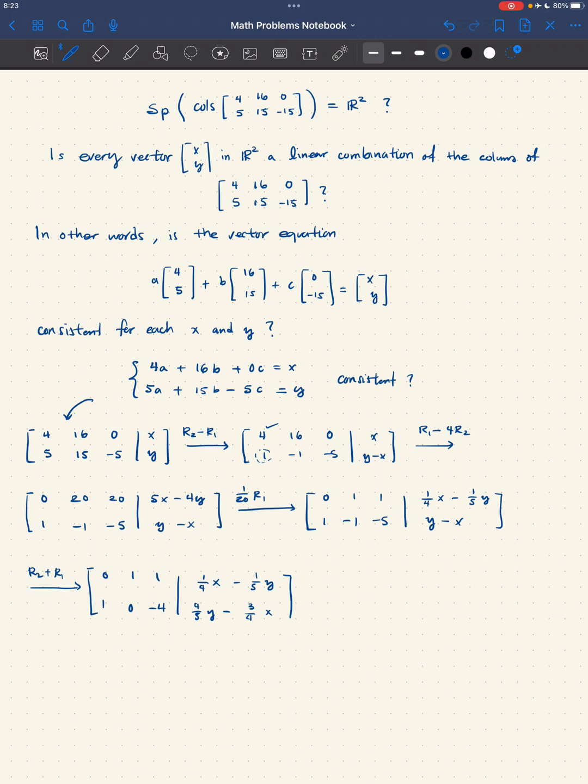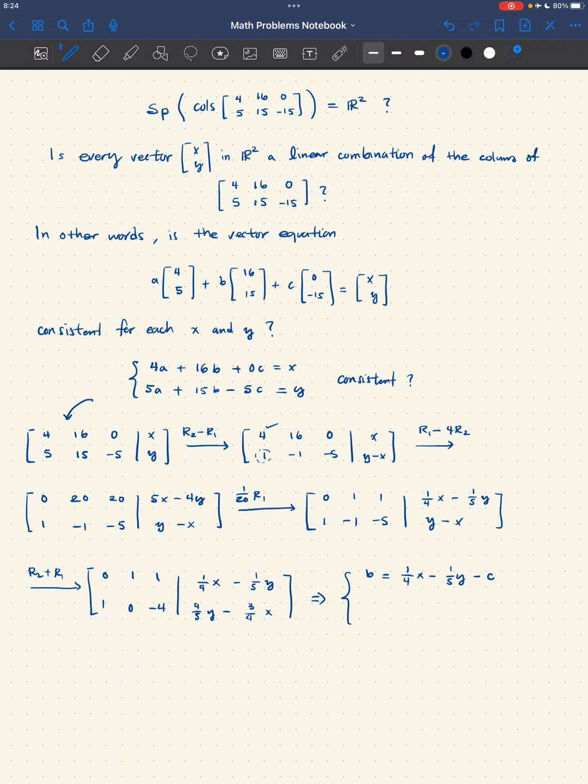Now, time to make the translation, right? Time to recover from what we just wrote, the syntax, to the intended meaning, the system of equations, the consistency of the system of equations. But that roughly translates in the following fashion. It says that b is equal to 1/4 of x minus 1/5 of y minus c.